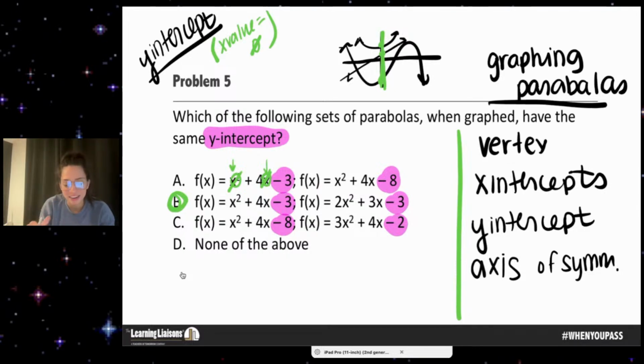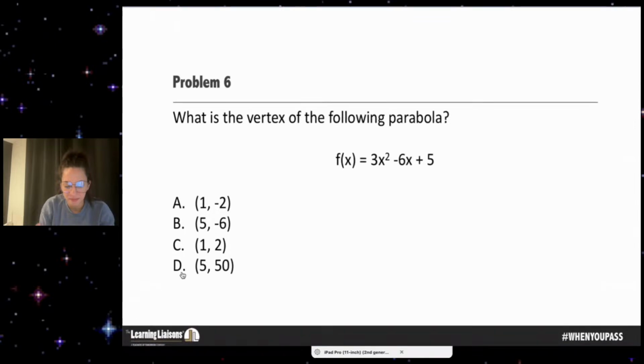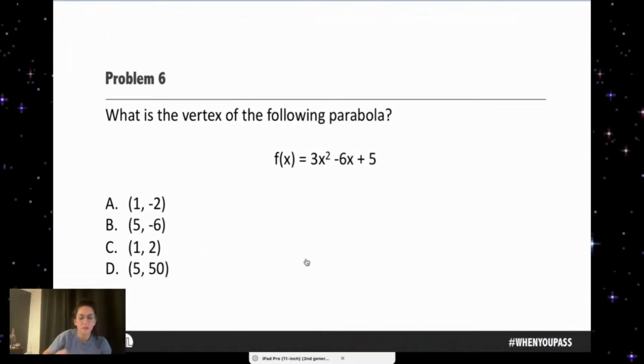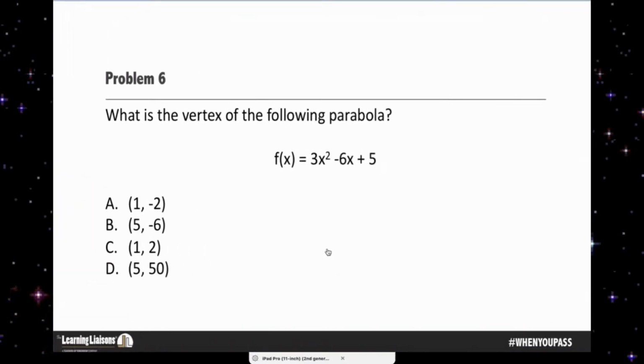All right, let's go to the next one. What is the vertex of the following parabola?